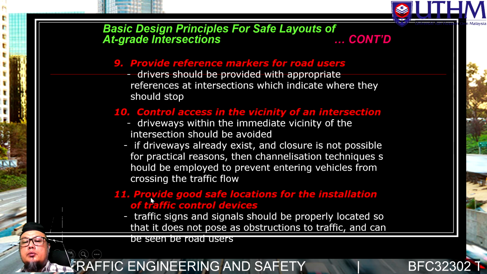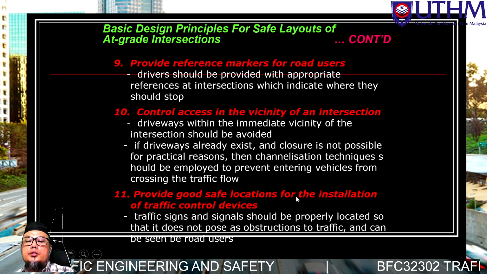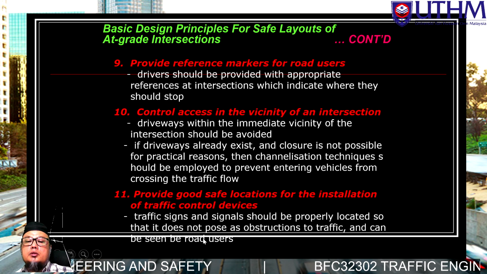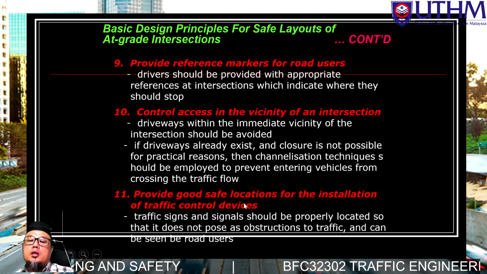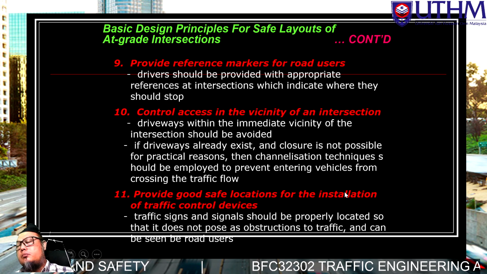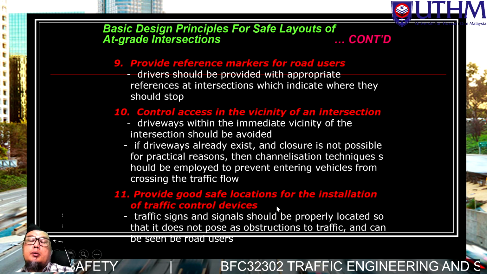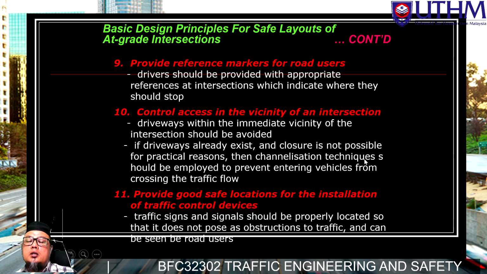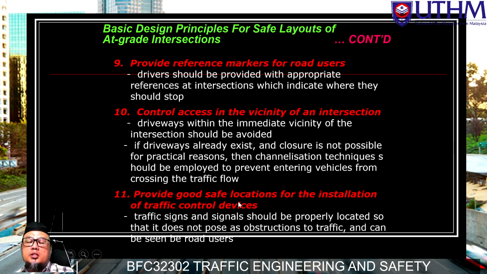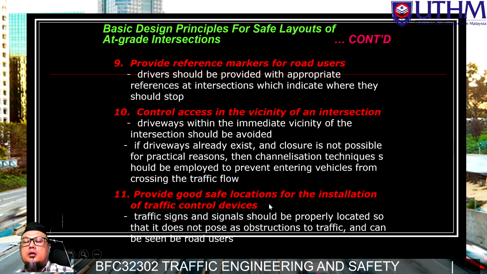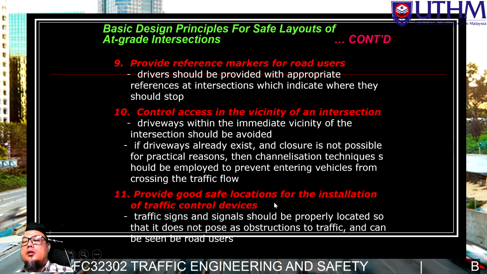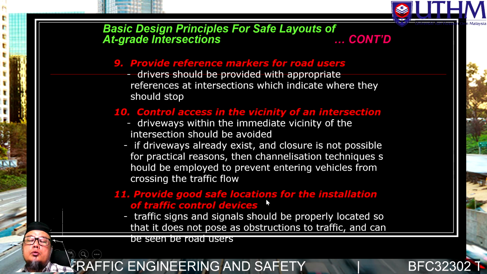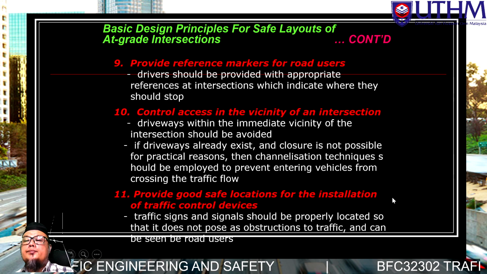Number 11, provide a good safe location for installation of traffic control devices, because we add additional devices for that particular intersection. That's why we have to locate them at a particular area that does not cause harm to the road or drivers. Later in chapter 5, we discuss this in detail, the road safety audit.